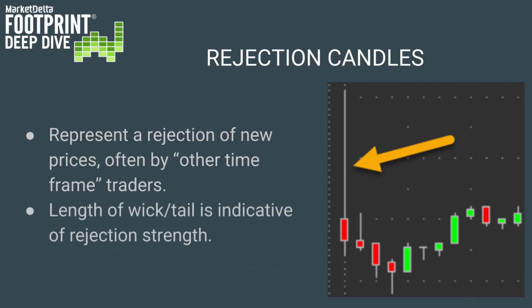The length of the wick or the tail is indicative of the rejection strength. I've already said that. I'm just repeating it because it's so important that these things be said multiple times, so it sinks in, and you can understand just really what it is showing you. All right.